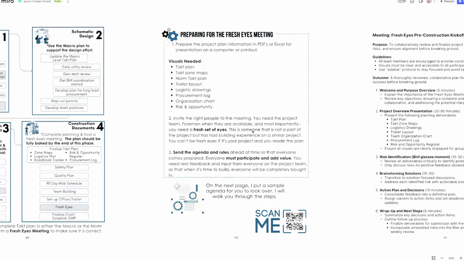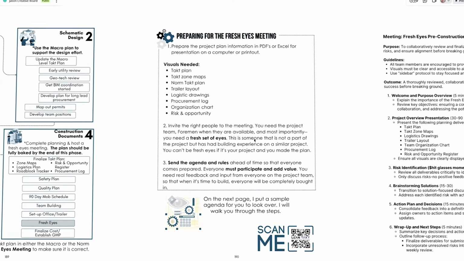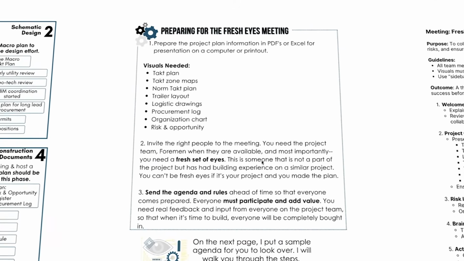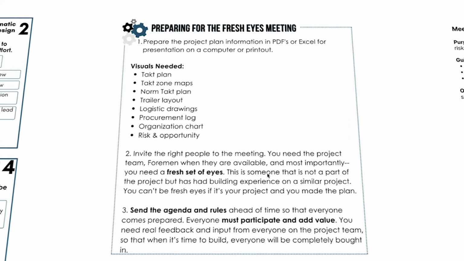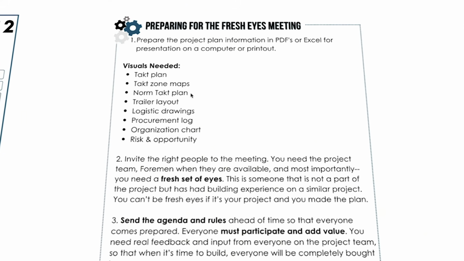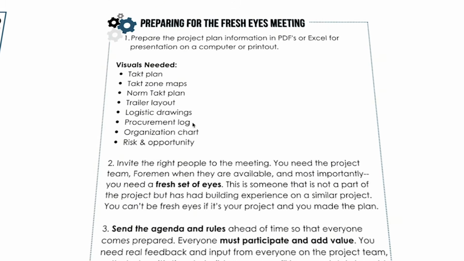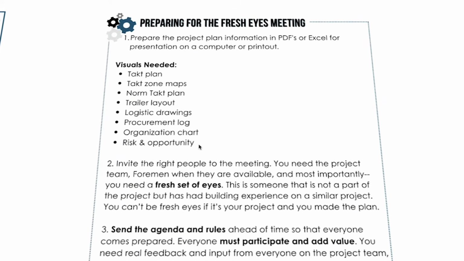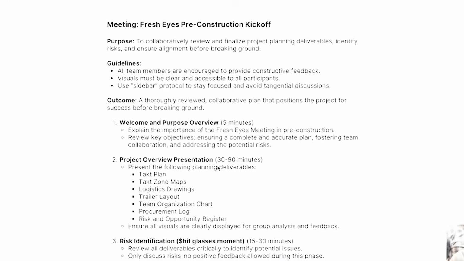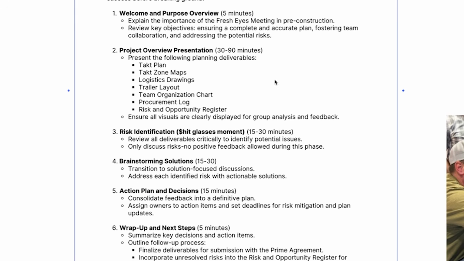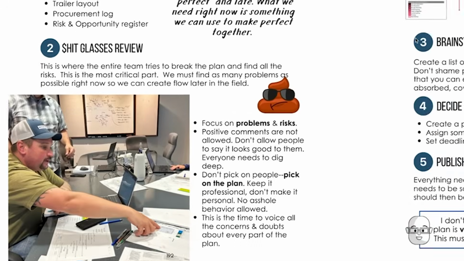Okay? And if we move right along here, the last thing I want to encourage you to do is to host a fresh eyes meeting. You'll need your takt plan, your zone maps, your norm level takt plan, your trailer layout, your logistics drawings, your procurement log, org chart, and risk and opportunity register if you do this for real. In the board here, I've given you an agenda, but let me go through the steps.